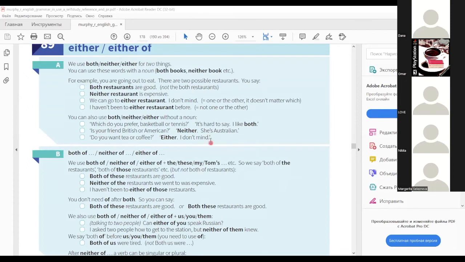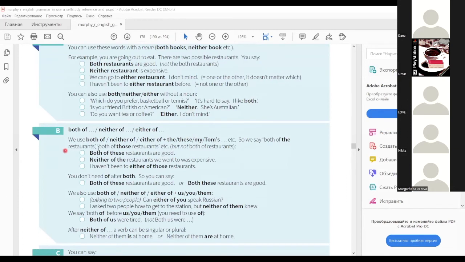Do you want tea or coffee? Either. I don't mind. And also, don't forget that you can pronounce it like either, neither, or either, neither, if you want to. There is no difference right now, at the moment, between American and British pronunciation for these two words. You just have to choose the option you like more. Like for me, it's either or neither, because I don't like to pronounce it the other way. But there is no difference. So you wouldn't sound British or American in this case.